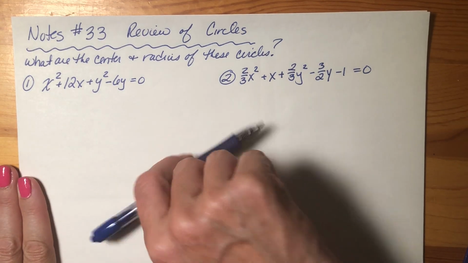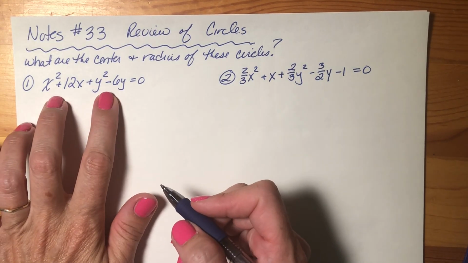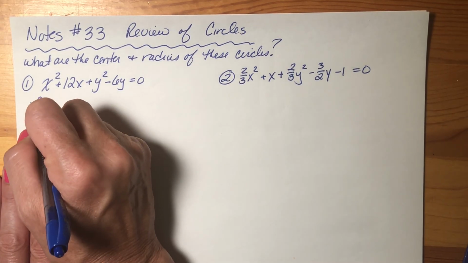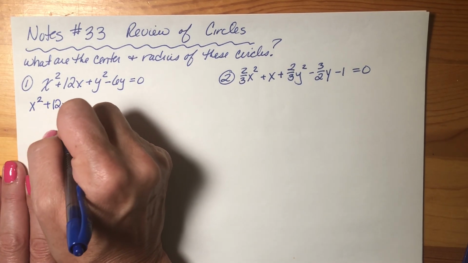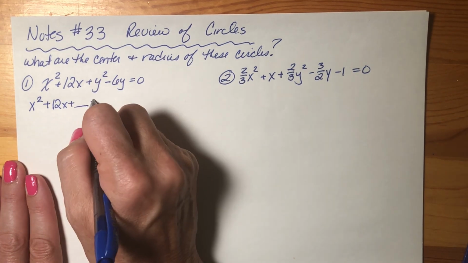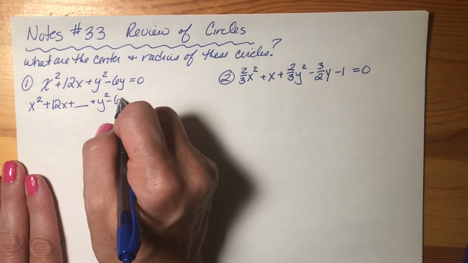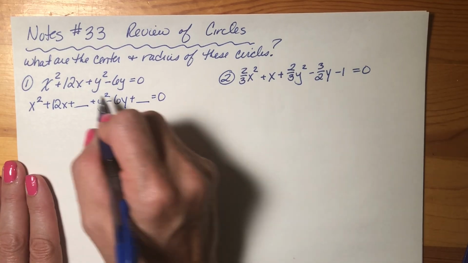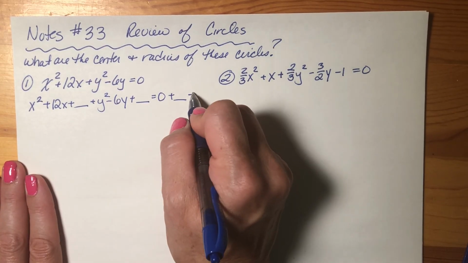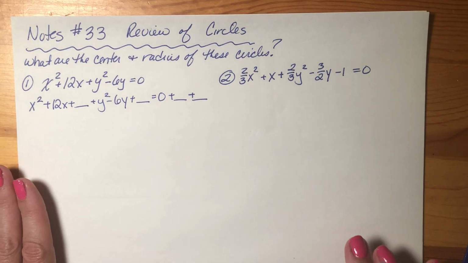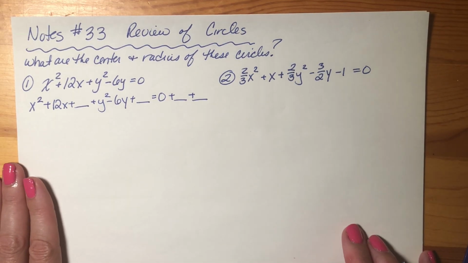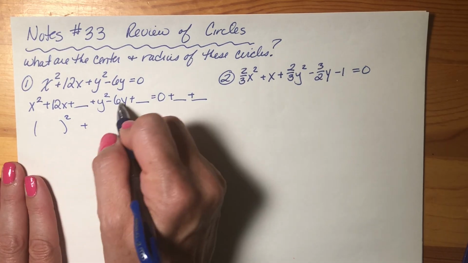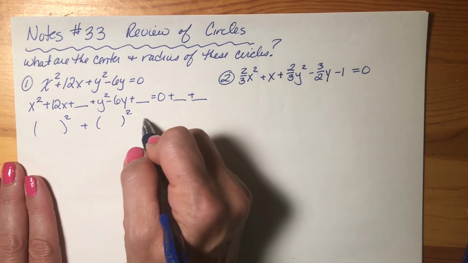Oh, so much fun. Okay, so I've got to get this in the right format to complete the square. So I'm going to go ahead and do the right. This is x squared plus 12x plus something plus y squared minus 6y plus something. I'm going to bring that 0 over, and I know I'm going to add two numbers to it, so I'm going to put little blanks there so I don't get messed up. Okay, so let's take half this middle term. I know I'm going to have a perfect square over here, and I know I'm going to have a perfect square over here.